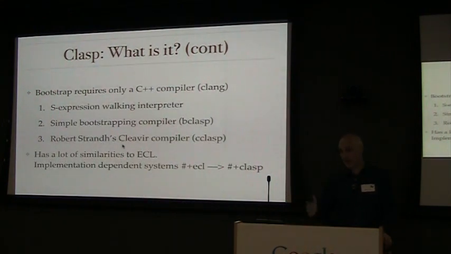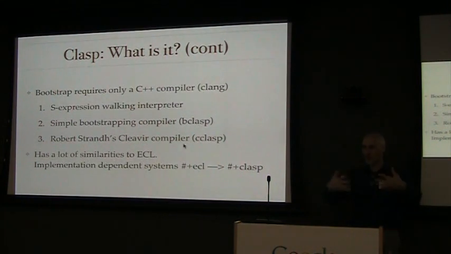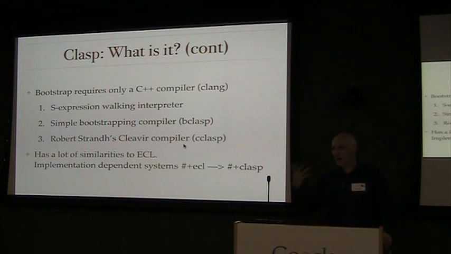Robert Strandh is a computer scientist at the University of Bordeaux, and he's developing a new Common Lisp compiler called Cleavir, which uses a lot of CLOS, uses everything in Common Lisp, and he's putting all sorts of optimizations into this thing, and it is wonderful. So that's going to be the default compiler, Cclasp, Cleavir running on top of Clasp. What I've done is basically just reuse all of Bclasp to generate the LLVM IR, and it's Cleavir that's doing the compilation of S-expressions to an intermediate representation.